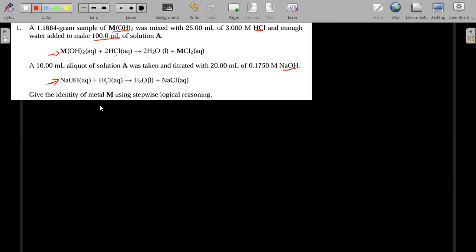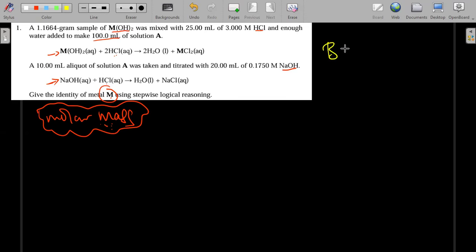So how can we give the identity of M? Simply, we have to calculate its molar mass. So how are we going to calculate this molar mass here? First of all, we need to identify that this question is a question on what we call a back titration.